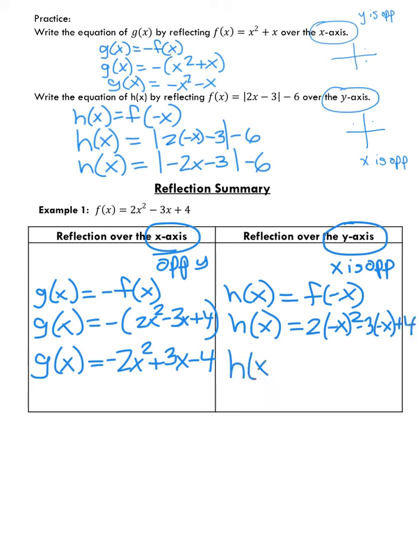H of x equals, well, negative x squared is still going to be x squared. So nothing changed here in this first term, 2x squared. However, negative 3 times a negative x, now we're going to have plus 3x. And we have our plus 4.